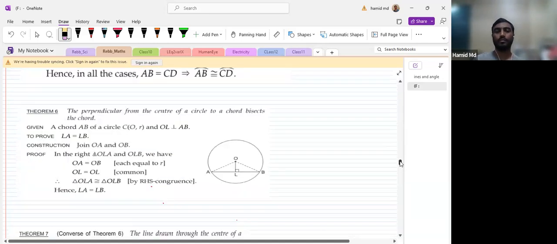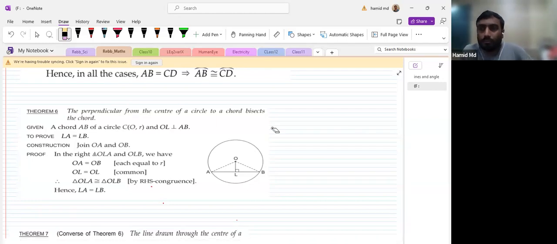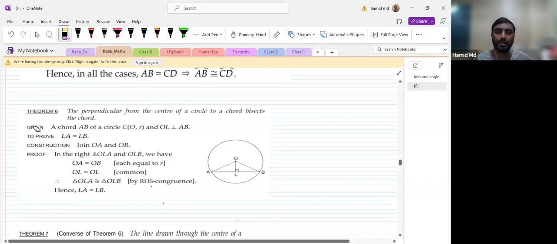This was one of the questions we used in solving problems. Perpendicular from the center of a circle to the chord bisects the chord. We used this in solving some problems, remember? Yes, sir. Okay. So again, we have to use the tools we have. We see that there are two triangles. So we will try to see what could be the relations. In this, we have to prove that LA is equal to LB.